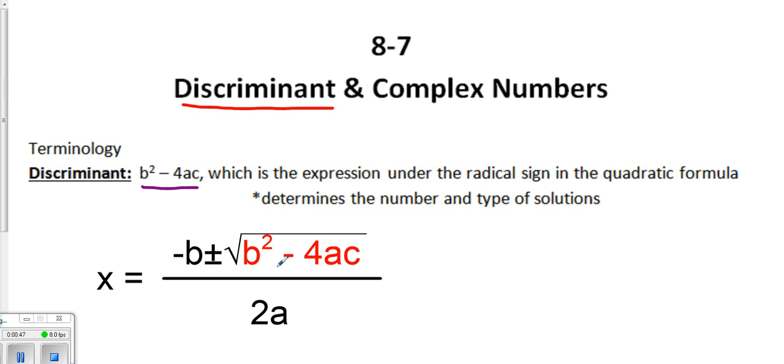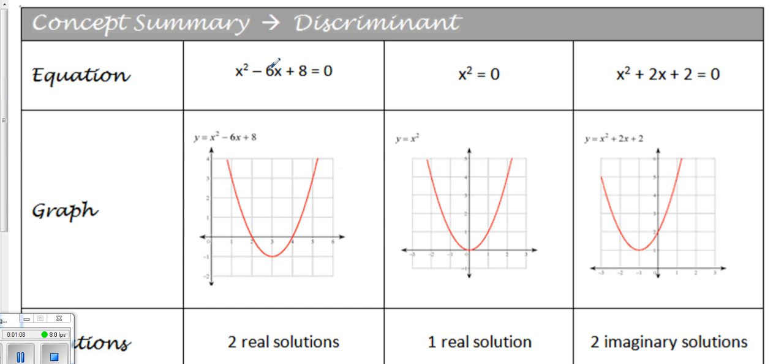So I wrote it in red here. x equals negative b plus or minus the square root of b squared minus 4ac, all of that divided by 2a. This is your quadratic formula. This part in red, b squared minus 4ac, is what's called the discriminant. And this will determine the number and types of solutions. And I'll show you what I mean by that.